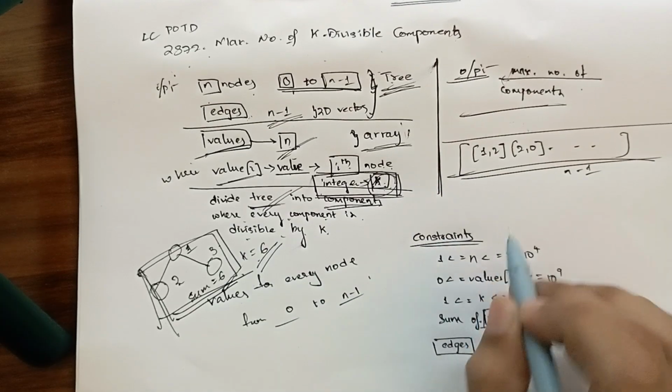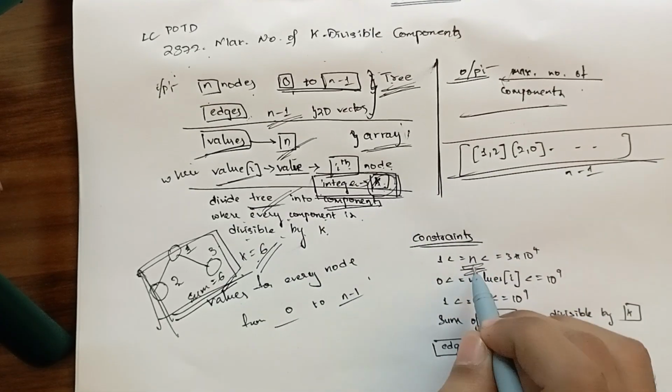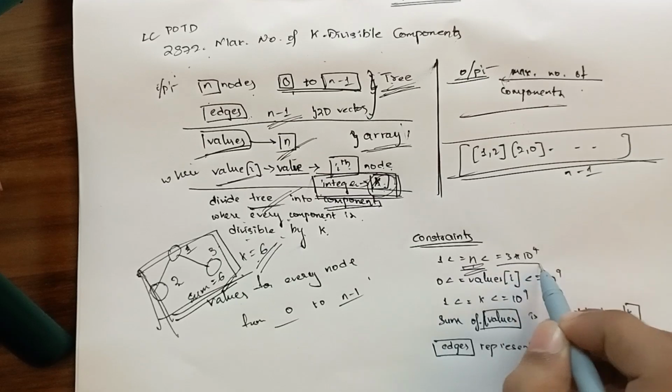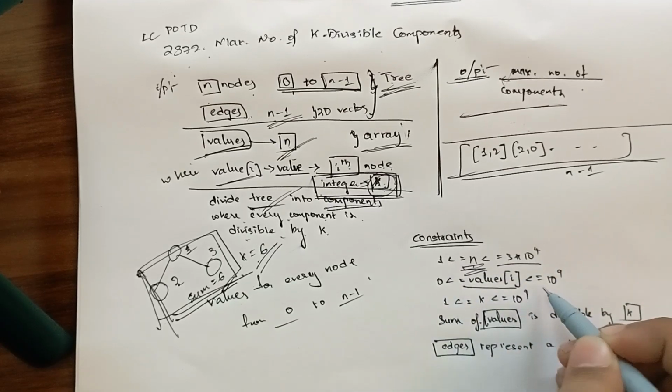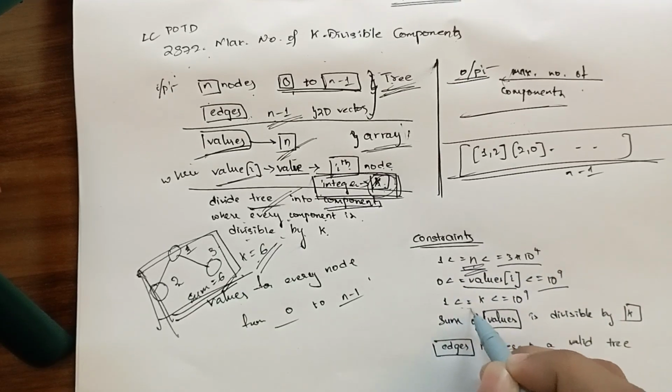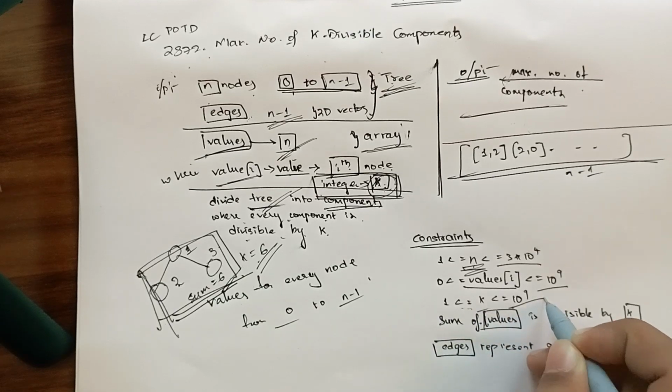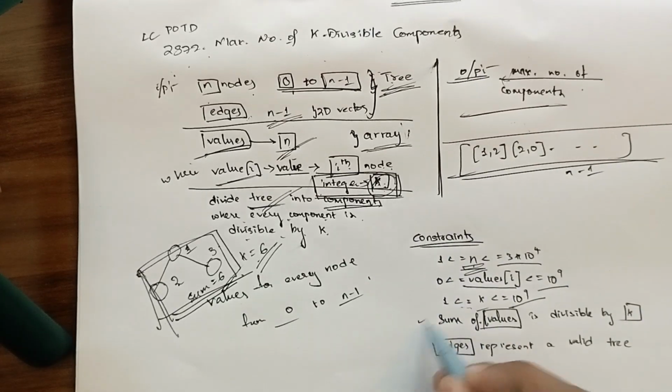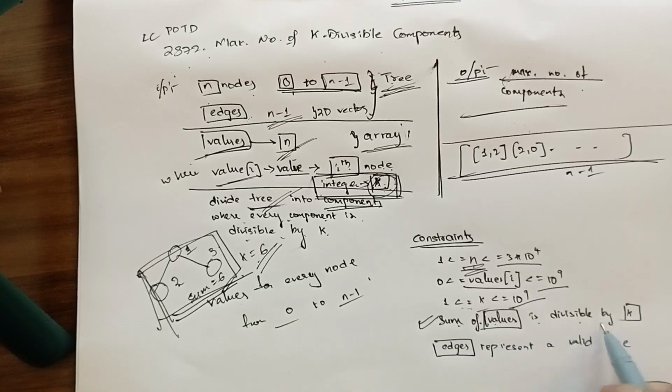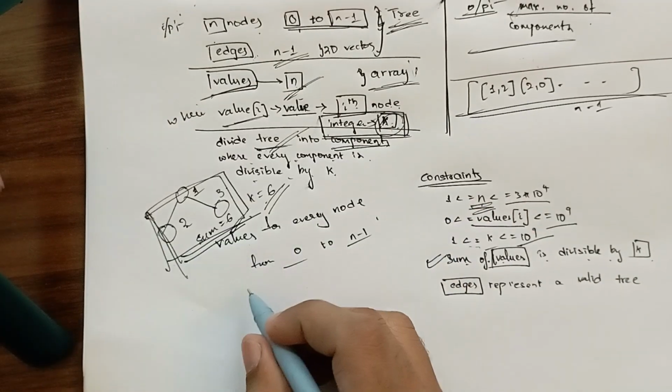Now, the constraints are: the number of nodes n is up to 3 into 10 power 4, values are up to 10 power 9, and k is up to 10 power 9. And this is an important thing: the sum of values is divisible by k. I'll explain how.